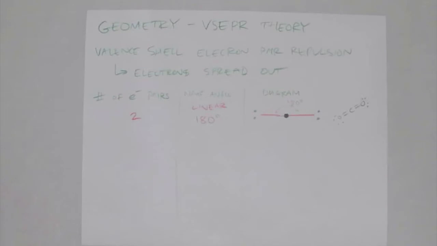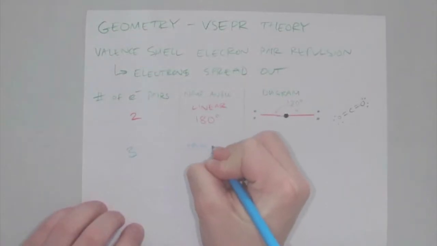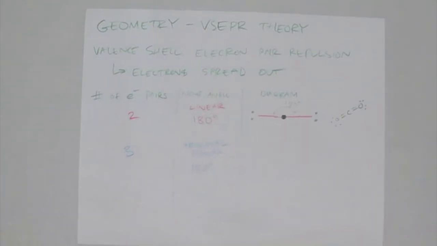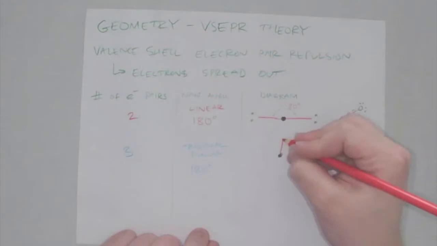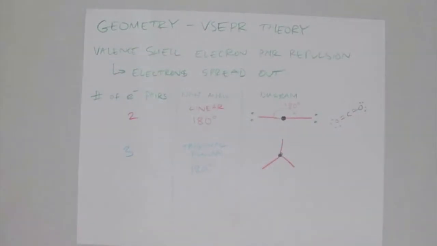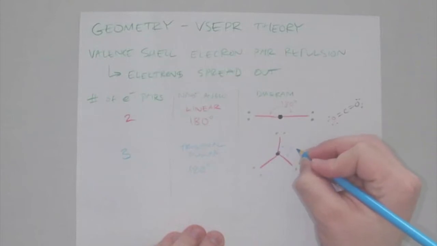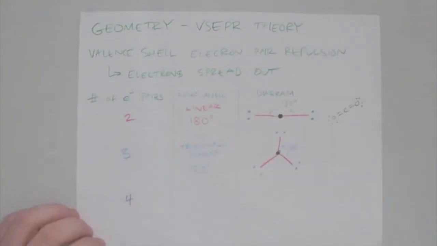Say we bump it up to 3 electron pairs. Now this is going to be called trigonal planar. We've got an angle of 120 degrees. So this looks like a central atom, 3 different bonding electron pairs, or non-bonding electron pairs, in this case 120 degrees. And then 4 different electron pairs.